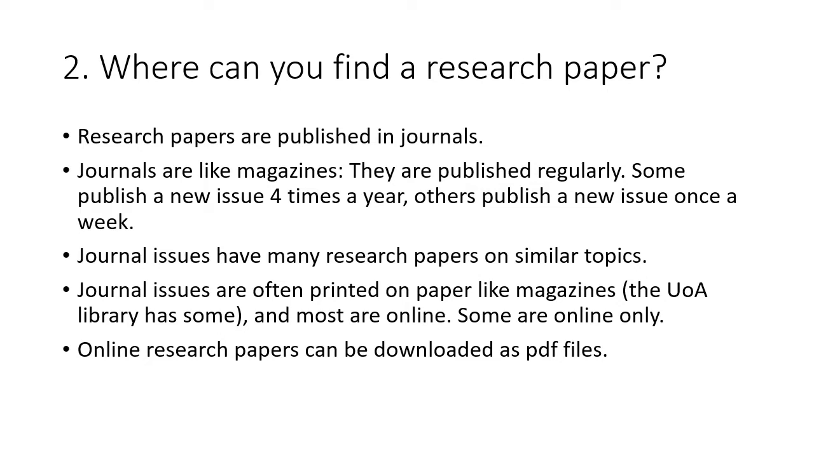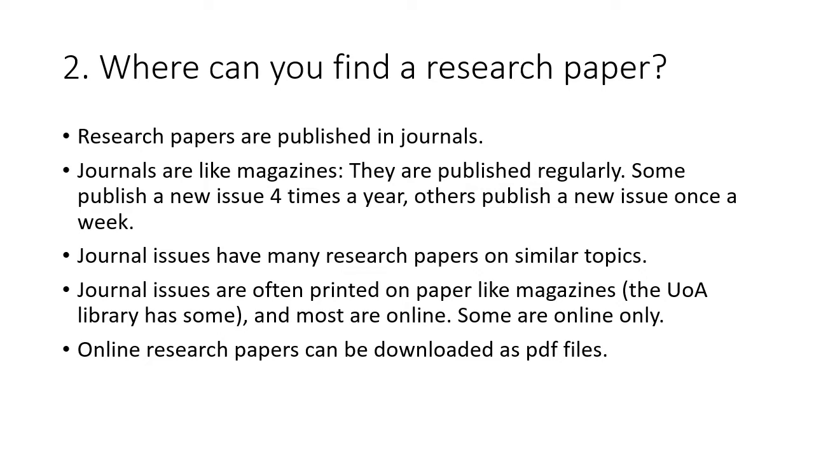So research papers are published in journals. Previously these were always printed, but nowadays almost all of them have an online version. A journal is like a magazine, but it's a little bit different because it's refereed, which means that people check the quality of the articles. They're published regularly, sometimes once a year, 4 times a year, and maybe even every month. Occasionally, some of the top journals publish every week.